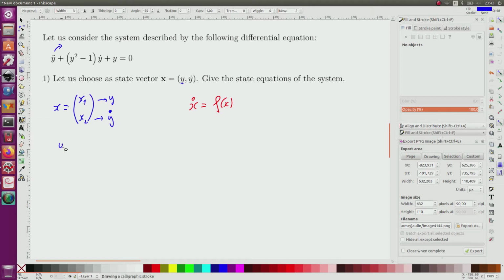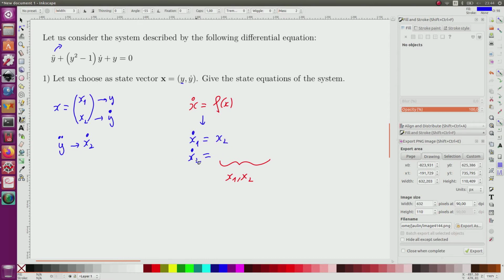So y dot corresponds to x2 dot. So to have this, I will rewrite as follows: x dot 1, x dot 2 equal, and here I am only allowed to have x1 and x2. So x dot 1, which is here, corresponds to, since x1 corresponds to y, x dot 1 corresponds to y dot, which corresponds to x2.